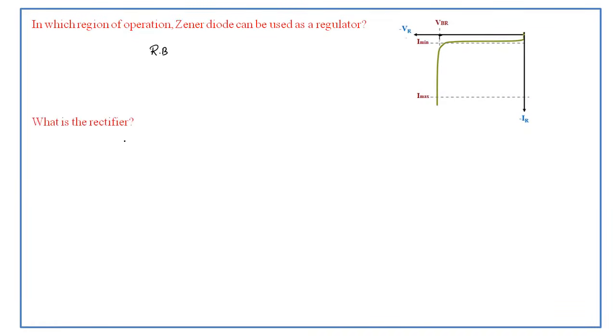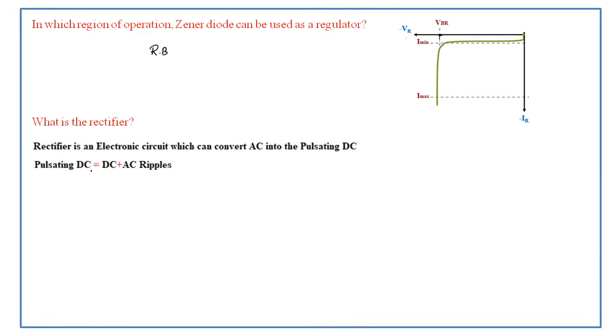Next one, what is a rectifier? A rectifier is an electronic circuit which can convert AC into pulsating DC. It converts AC to pulsating DC, not pure DC. Pulsating DC is nothing but DC plus AC ripples. If you see the input here, the input is AC. If we give the AC input to the rectifier circuit, we get pulsating DC like that. We will not get pure DC at the output of the rectifier. This is pulsating DC. Pulsating DC means DC plus AC ripples.